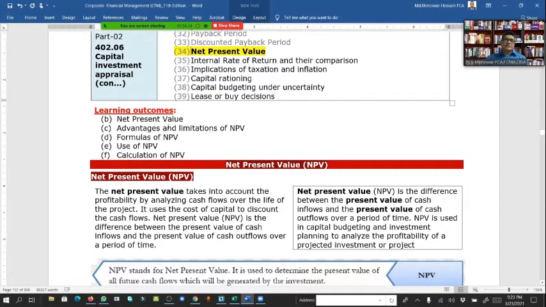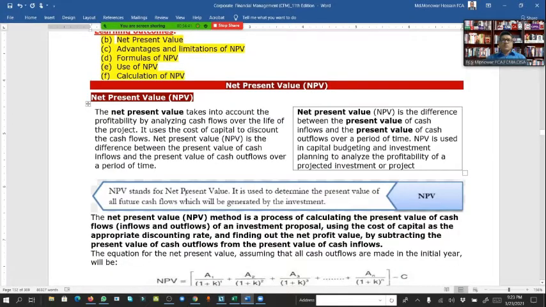After this discussion, we will understand net present value, the advantages and disadvantages of NPV, the formula of NPV, the use of NPV, and the calculation of NPV. What is net present value?